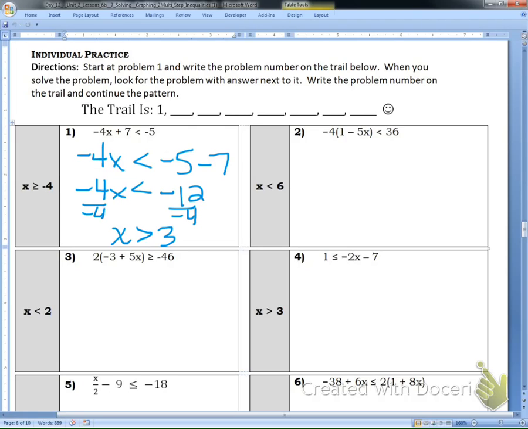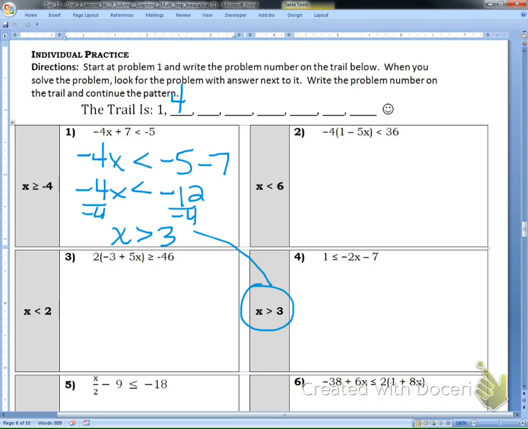Okay, so here's what you do next. You look on the gray parts next to each problem and try to find that particular answer. For example, look at problem number 4. Right beside problem number 4 is the answer, x is greater than 3. Because that's the problem I'm going to next. Up at the top where it says the trail is, you started with problem number 1, the next problem you're going to go to then is problem number 4, because that's where the answer was located.